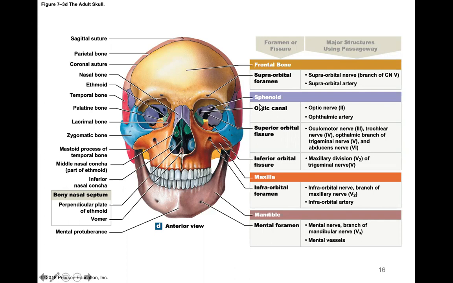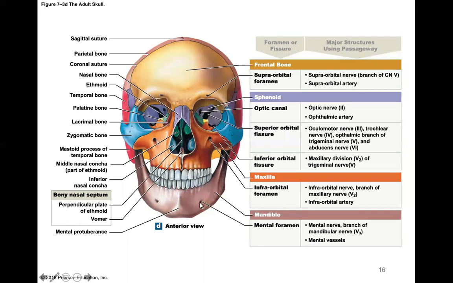You're actually going to have the optic canal on either side. That's this hole right here. This will allow the optic nerve to pass through, which is cranial nerve number 2. You have the superior orbital fissure. This is actually going to allow the passage of 4 nerves: 3, 4, 5, and 2 branches of 5. And then the inferior orbital fissure, which is down here, will allow for a branch of cranial nerve 5 and an artery to pass through as well.